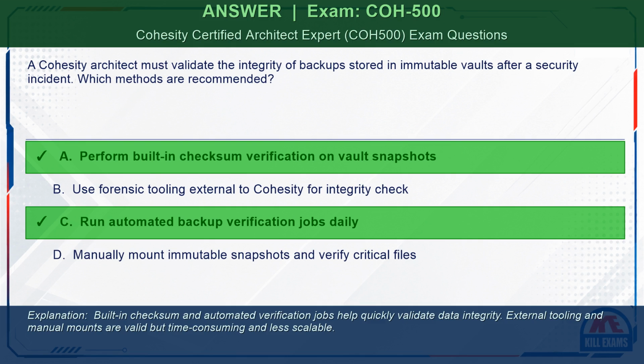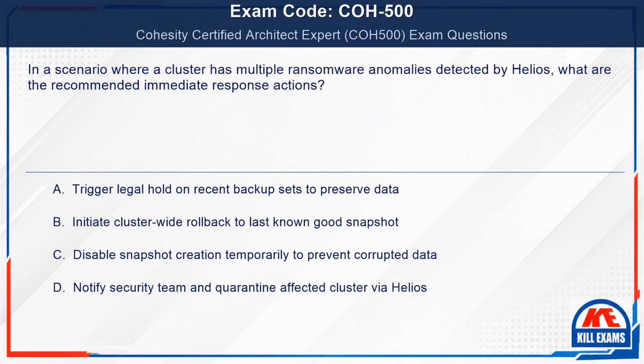The correct answers are option A and option C. Question 7. In a scenario where a cluster has multiple ransomware anomalies detected by Helios, what are the recommended immediate response actions? Option A: trigger legal hold on recent backup sets to preserve data. Option B: initiate cluster-wide rollback to last known good snapshot.